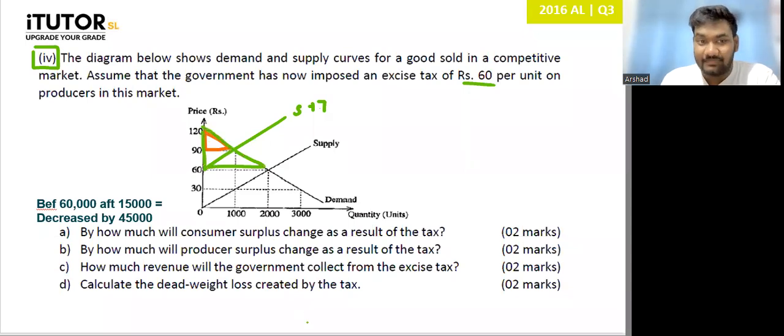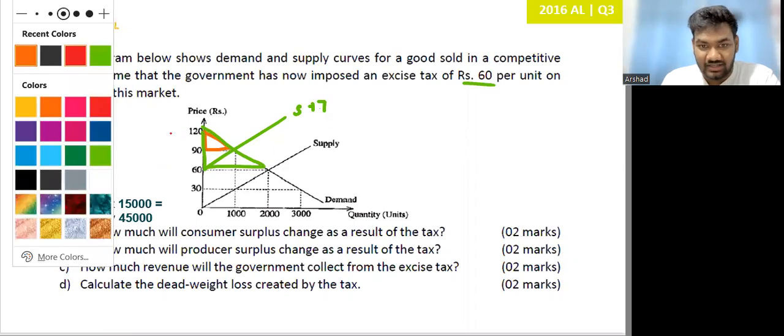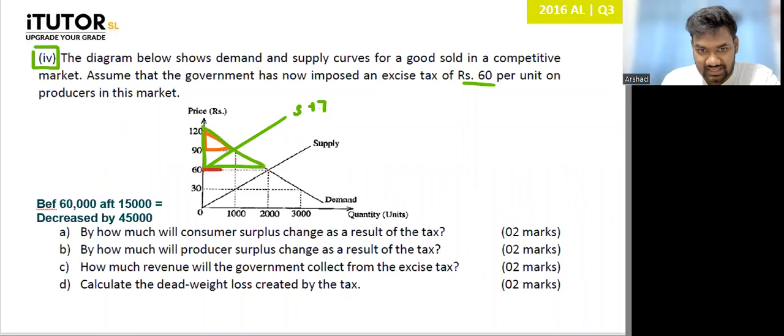Then same thing with producer surplus. Producer surplus before is this entire area. Producer surplus after is this area. Are the numbers the same, guys? Same, no? So here also before is 60, after is 15. Therefore, the change is that it has decreased by 45,000. Producer surplus has the same numbers as consumer surplus.